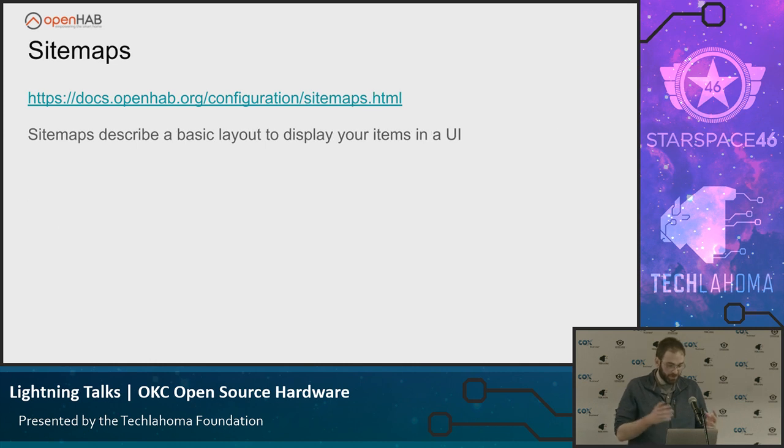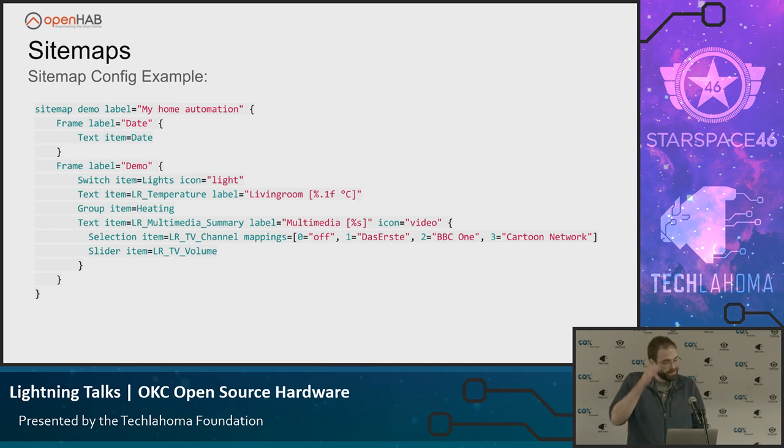So you've told it how to control things and what things you want to control. Now you need to tell it how to display that to the user. One way that you can do that is through something called a sitemap, which is just a basic description of how you want the various items you've got laid out. And so I took this from their website. It's not really JSON, it's not really HTML, I don't really know what language you would call this, but it's not too complicated. You basically define sections that you want to display things in, and inside those you tell it what items you want to display.